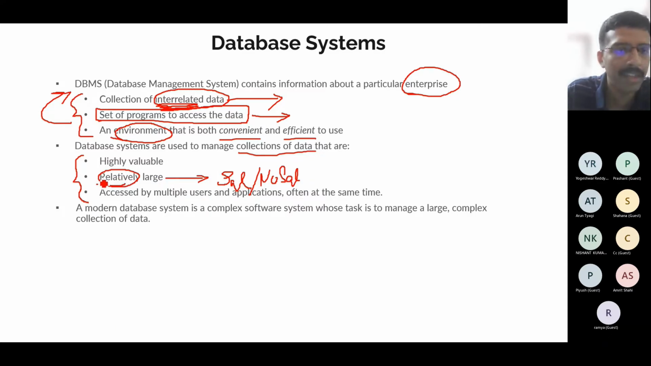And another thing is that it needs to be accessed by multiple users and applications, often at the same time. Like if there is a university database and today the results are being announced, all the students from that university will try to log into the system, and all the marks will be stored in the database only. So that should support maybe 1,000 or 10,000 or, depending on the university, 1 lakh people logging in at the same time and seeing their marks.